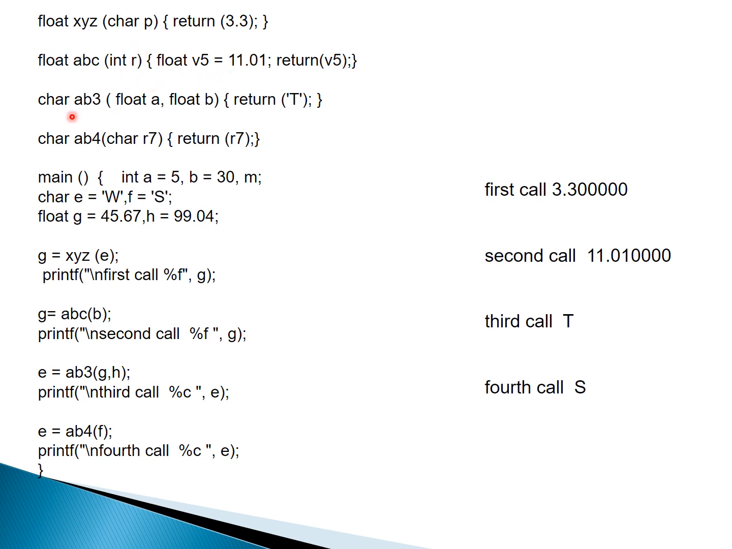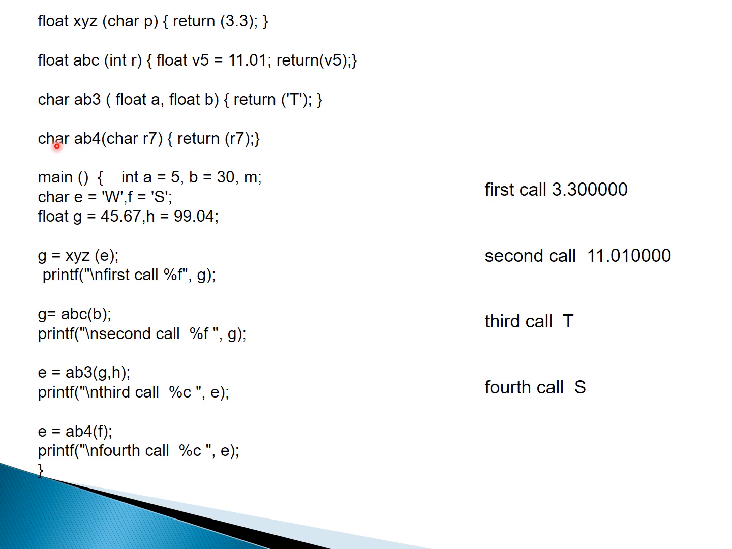Then we have the third function. It returns a character variable. The name of the function is ab3, and it can receive 2 float variables. The first float variable will be stored on a, and the second will be stored on b, and it will return a character value, and this value is t. So that's why this is the return type.